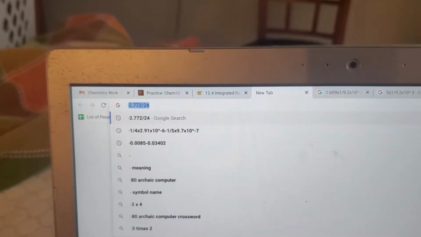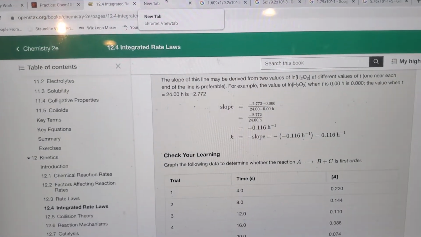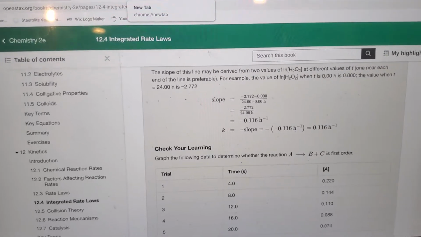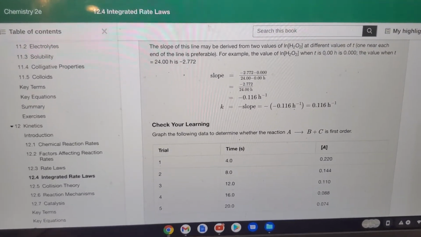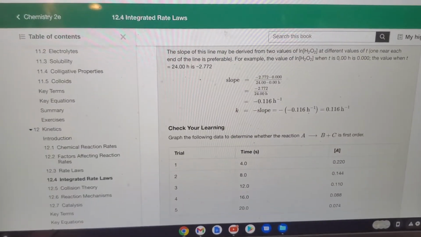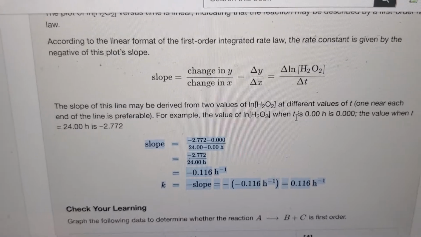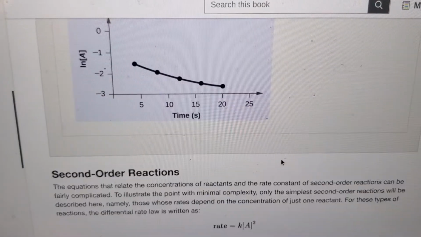Negative 10. You got negative. Guys, how do I do this? Hold on. Anyways, guys, this makes sense. Watch it make sense.